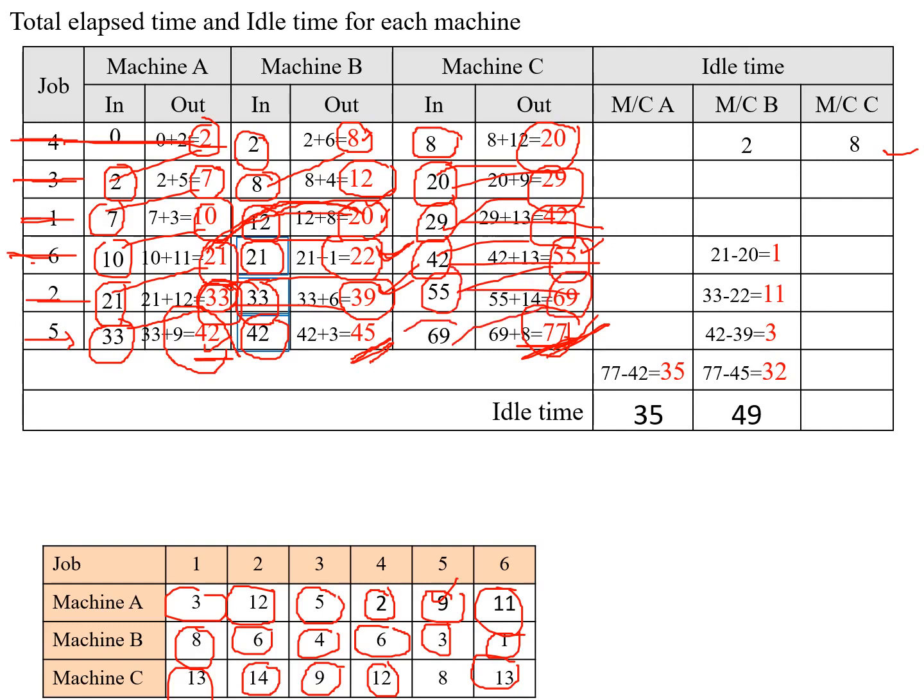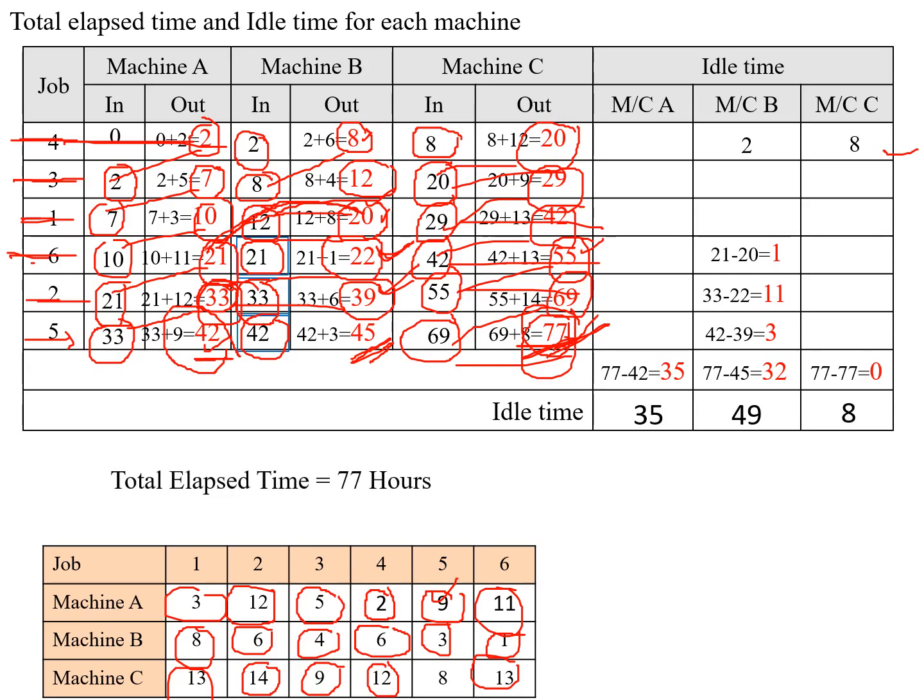After that, the last job was received immediately and completed at 77 hours. So in between there is no waiting time, and the total processing time for machine C is 77 and the elapsed time is also 77. So 77 minus 77 is 0, and the total idle time for machine C is 8.